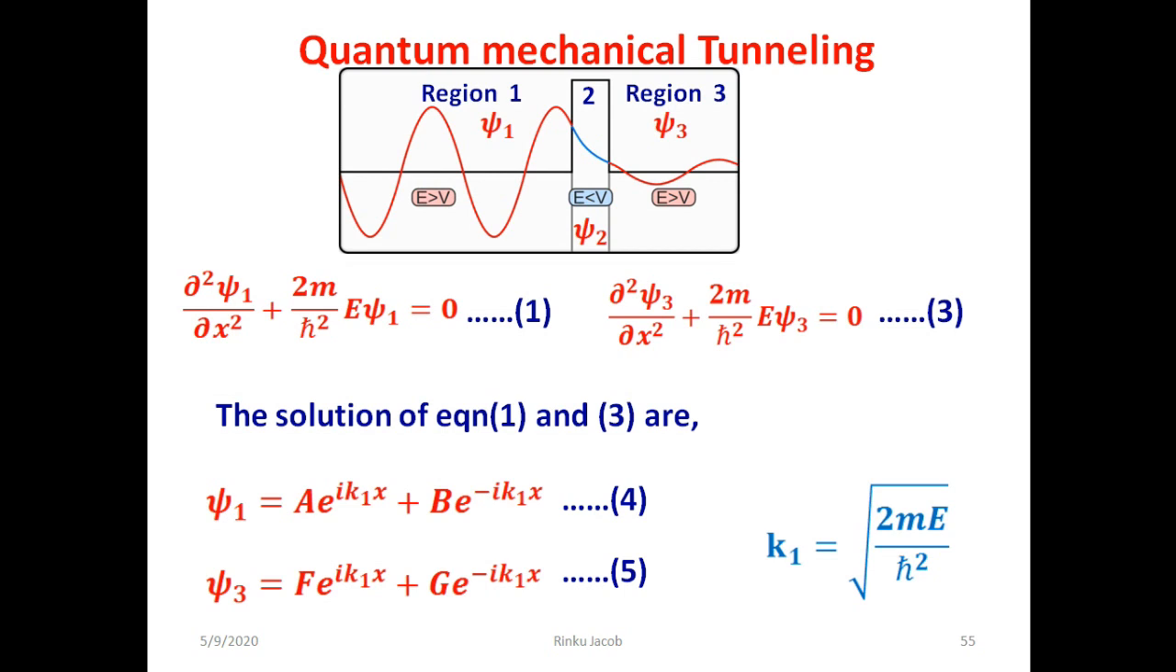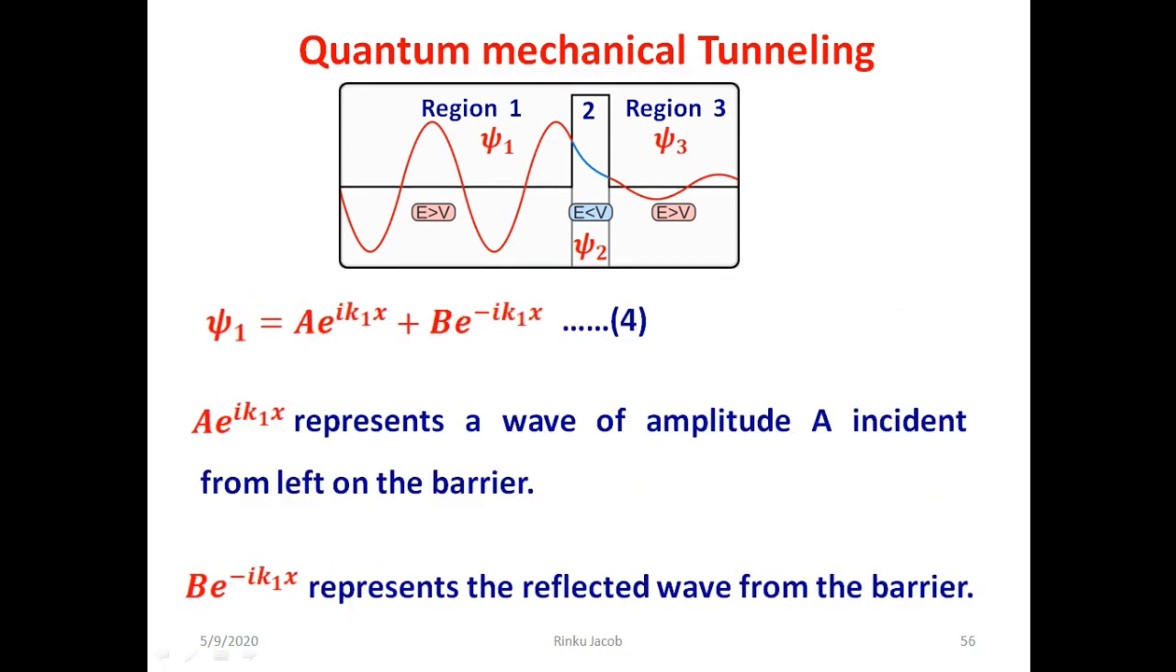In equation 4, a e^(ik1x) represents the incident wave and b e^(-ik1x) represents the reflected wave from the potential barrier in region 1. Similarly, in equation 5, f e^(ik1x) represents the transmitted wave to region 3 and g e^(-ik1x) represents the reflected wave in region 3. Here, a, b, f and g indicate the amplitudes of the corresponding waves. As I explained, in equation 4, a e^(ik1x) represents a wave of amplitude a incident from the left of the barrier and b e^(-ik1x) represents the reflected wave from the barrier.